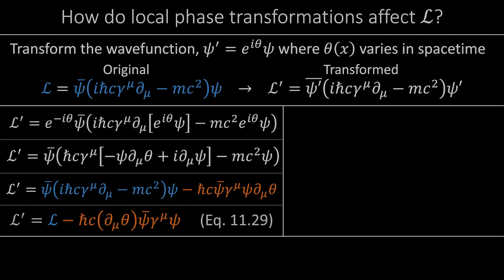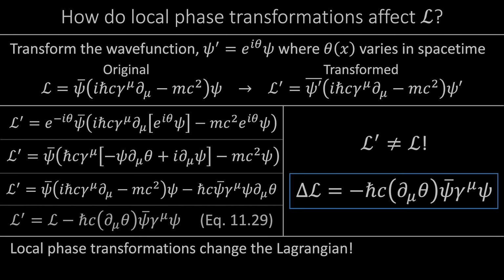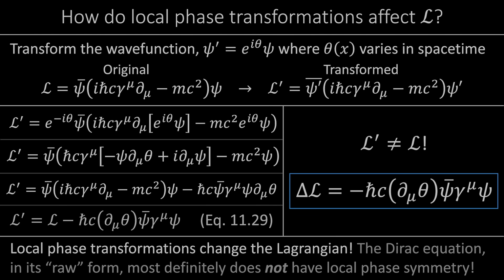And so if we assume that term is not zero, then we see that the transformed Lagrangian is actually not the same as the original Lagrangian, because it's picked up this extra term, and so no, the Dirac equation very much does not have local U(1) phase symmetry. Shoot, that contradicts the one thing that we were hoping would blossom into electromagnetism. Darn it.